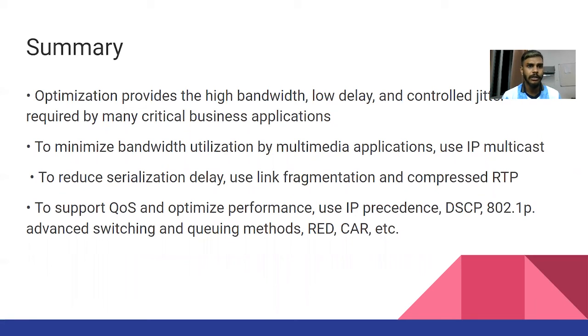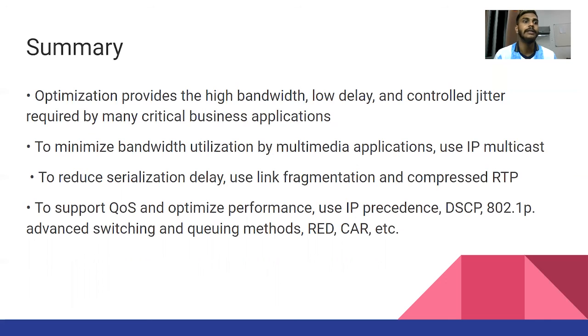As a conclusion, optimization provides high bandwidth with low delay and controlled jitter, as required by many critical business applications. To minimize bandwidth utilization by multimedia applications, use IP multicast. To reduce serialization delay, use link fragmentation and compressed RTP. To support QoS optimized performance, use IP precedence, DSCP, 802.1p, advanced switching and queuing methods, RED, CAR, and so on. That's all from me. Thank you very much.